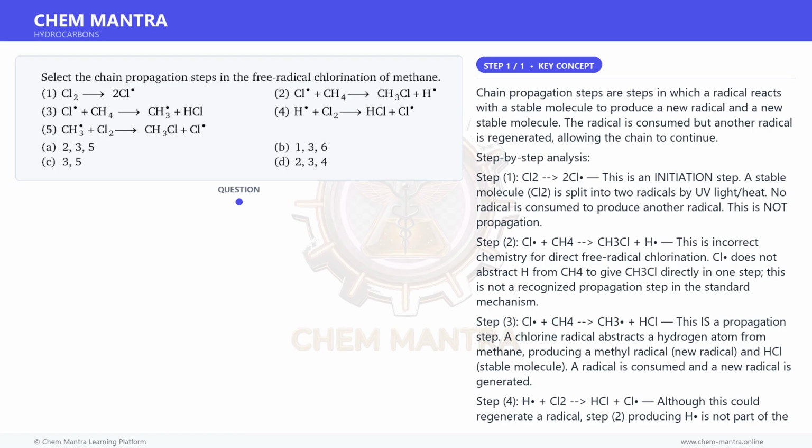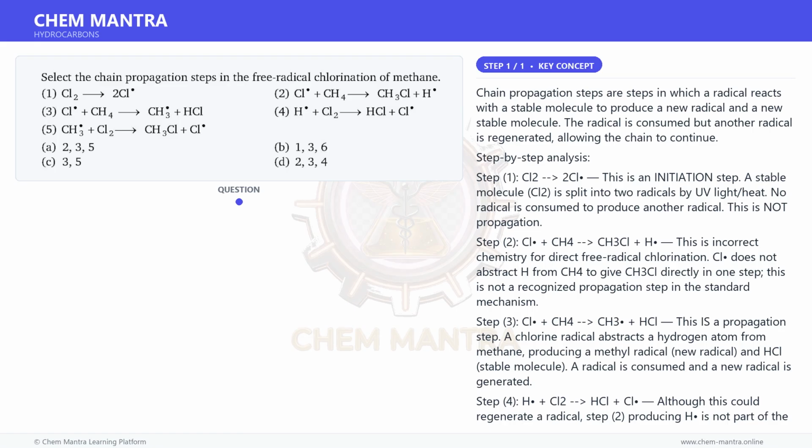Step-by-step analysis. Step 1. Cl2 → 2Cl. This is an initiation step. A stable molecule, Cl2, is split into two radicals by UV light or heat. No radical is consumed to produce another radical. This is not propagation.